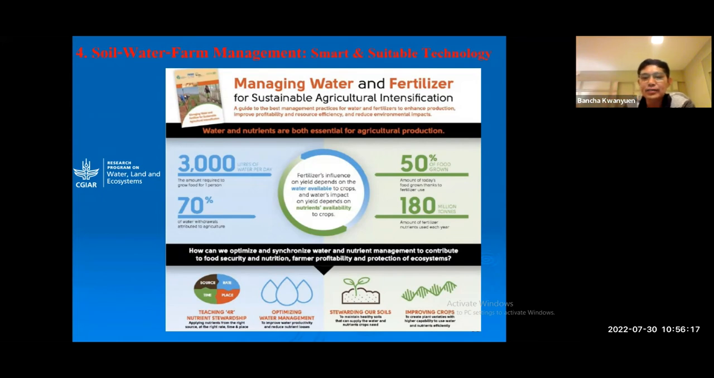And of course, we need to improve crops to have a higher capability in water use and nutrient efficiency. So you see the whole thing is converted to water, nutrients, and fertilizer. It depends on soil, water, and farming, which is quite important. It has to be suitable. It can be smart too, if possible, but suitable is the most important.